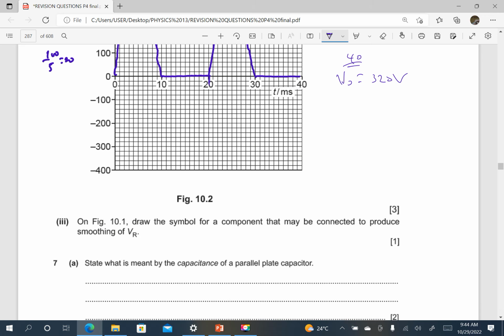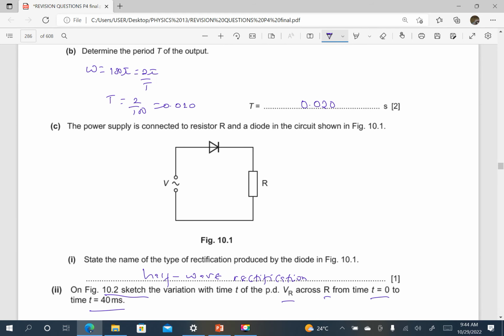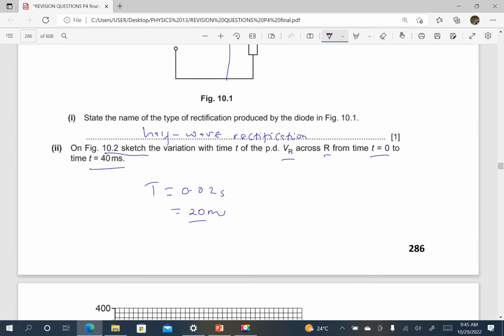Okay. On figure 10.11.1, which is the diagram, draw a symbol for a component that may be connected to produce smoothing of VR. So we use a capacitor, and it is going to be connected in parallel with the load. So that is for smoothing, as simple as that.